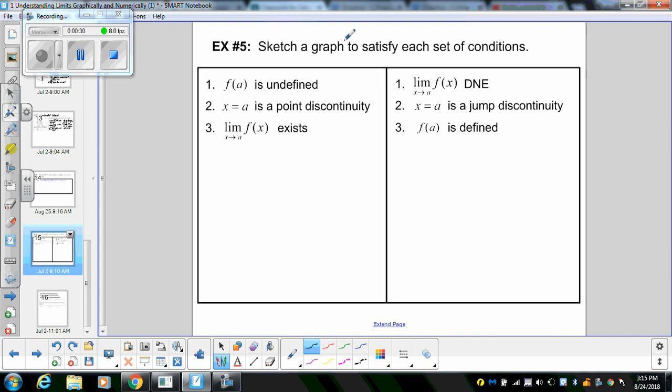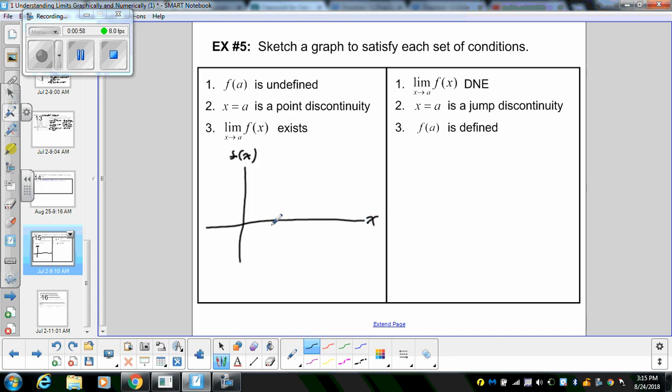Example 5, sketch a graph to satisfy each set of conditions. All right, so we're going to look here. f of a is undefined. x equals a is a point discontinuity. The limit of f of x as x approaches a exists. So there we go, so let's do a graph. This is going to be f of x, which is just your fancy y. This is going to be x.